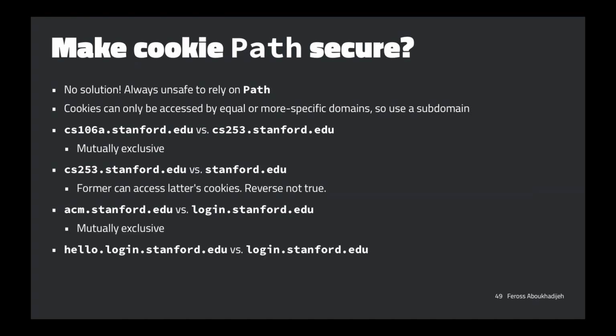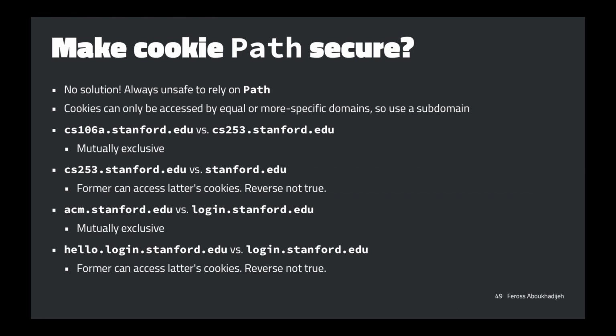And then what about this example here, just to make sure we're all on the same page? Which can access which in this example? Yeah, go ahead. Hello can access login, but login can't access hello. Right, exactly, that's right. Cool. So because of this, we just shouldn't rely on path.